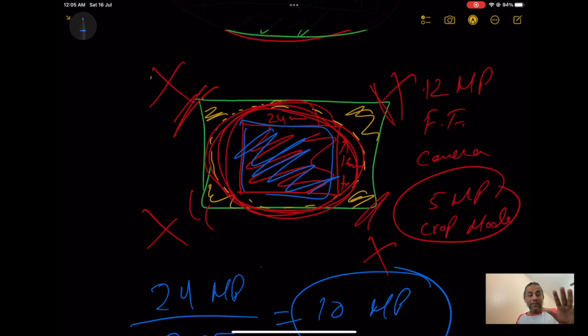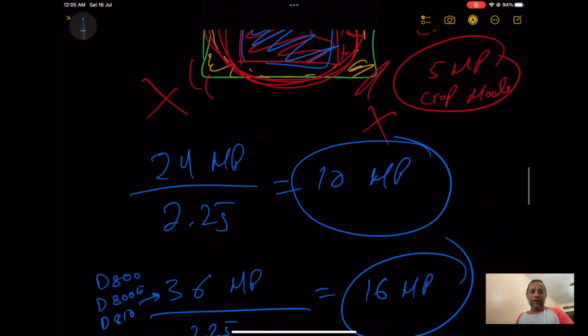Nothing is changing. Sensor output is still the same. The SNR firmware is still the same. The analog to digital converter is the same. Everything is the same. You are just digitally cropping the image using the limited circle of projection of the lens, which is a crop sensor lens. I hope I make this point very much clear.